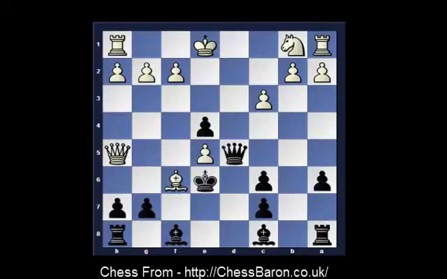This is a mess here. I just want to say it. It would have been a very messy position where Black is a bishop ahead, but White probably has the perpetual. The thing is that White didn't want that, and he wanted to win.